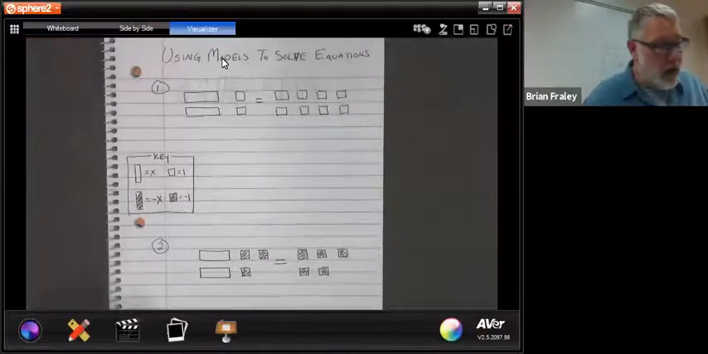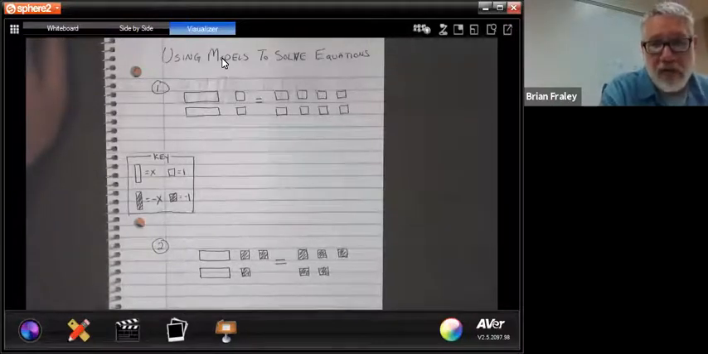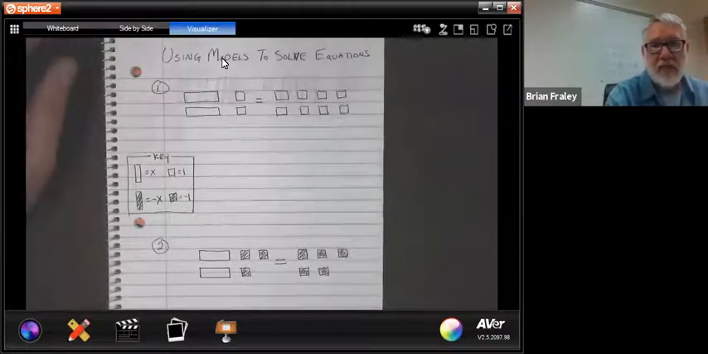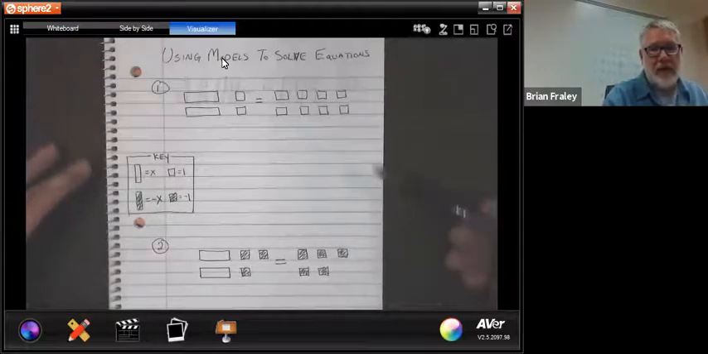Okay, guys, today we are using models to solve equations. I've got two problems here, and then we're going to do another one on the back of the page. Just make sure you get this copied down. There are my two problems.